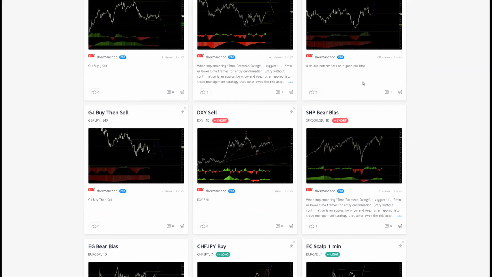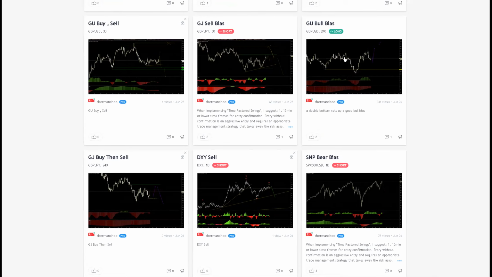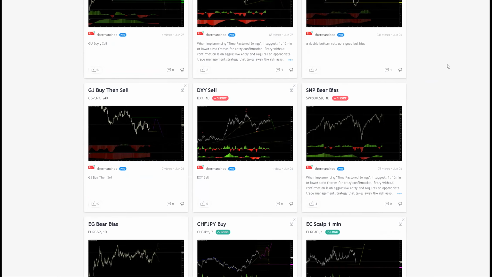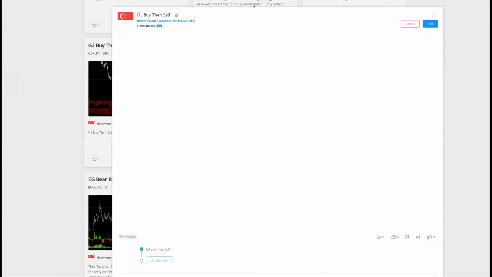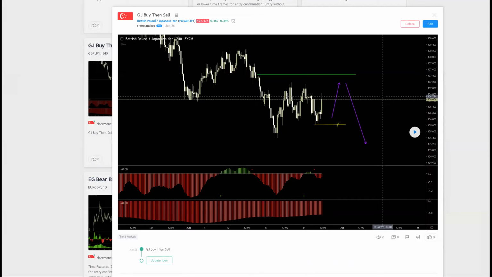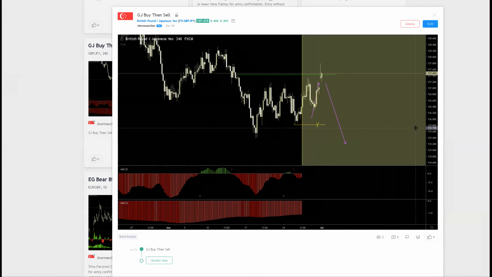Okay, so that's just pound, right? We start on the higher time frame and then we go to the lower time frame to see what the heck's going on, right? So 1, 2, 3, 4, 5, 6. Okay, let's look at pound yen, up and down. So pound yen 4 hour. Ooh.